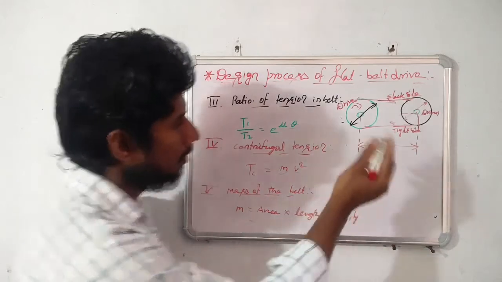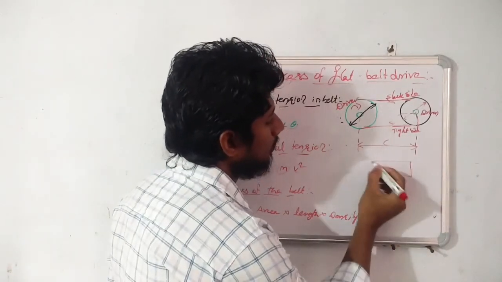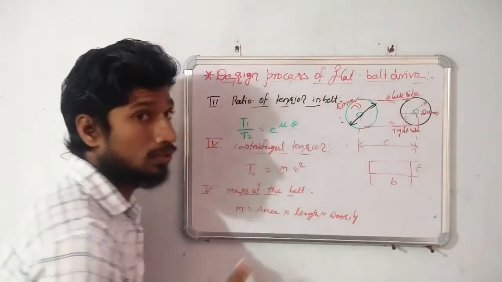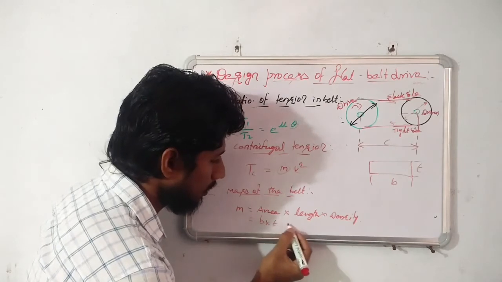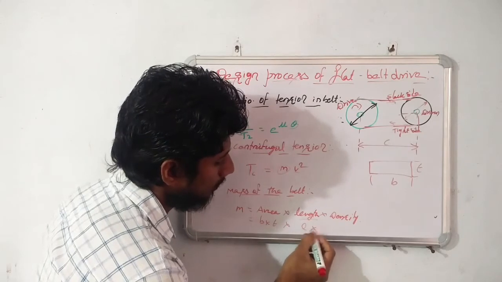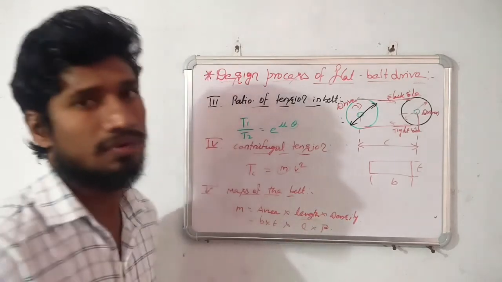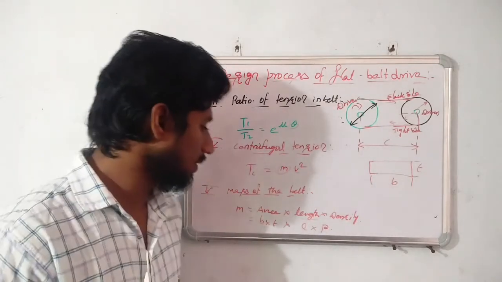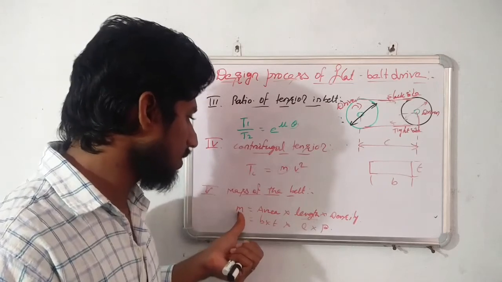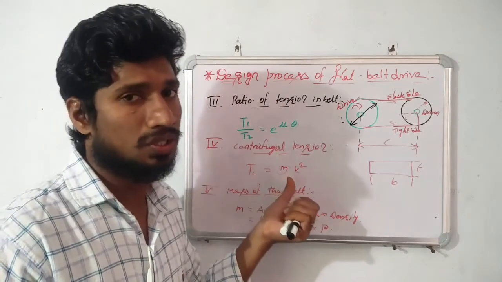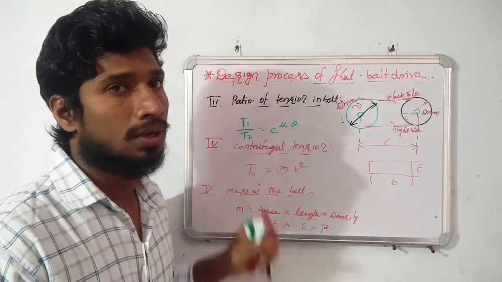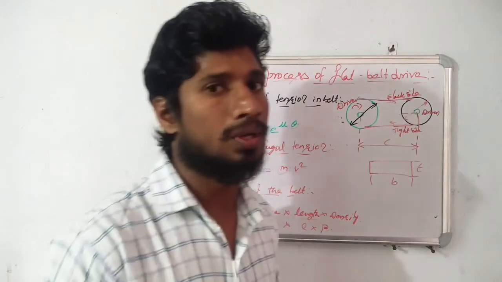So here for area, it is a flat belt, so that's why width into thickness of the belt. So this is about the area, b into t, into L, the length of the belt, into the density of that material. So this is about the mass of the belt. When we get the mass of the belt, with the help of this mass, it is easy to find out the centrifugal tension in belt. So this is about the fourth and fifth steps in the design of flat belt drive. Go to the next step.